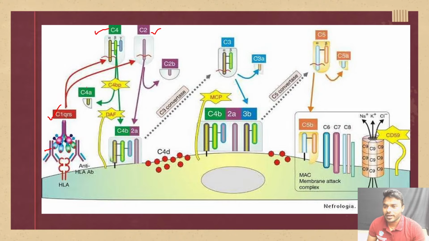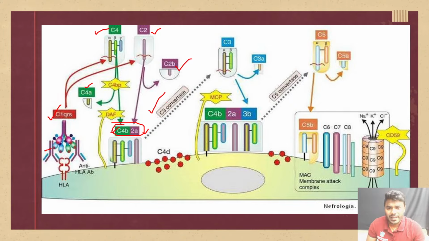Complement 4 can break down into A and B. Complement 2 also can break down into A and B. Now, which are getting associated with each other? All the students look into the diagram. Complement 4B and 2A are associating with each other. Then, friends, it is going to give rise to a complex which we generally call C3 convertase complex. Yes or no? Of course, yes.